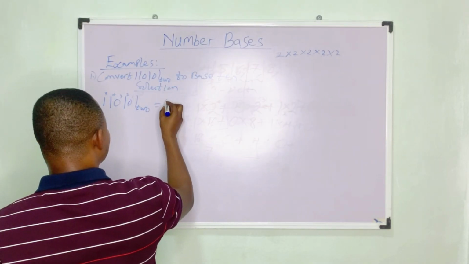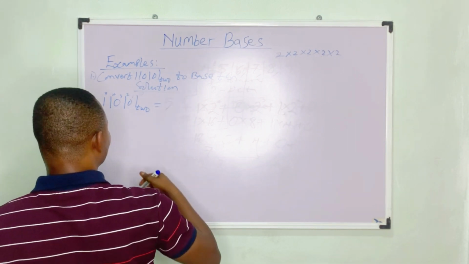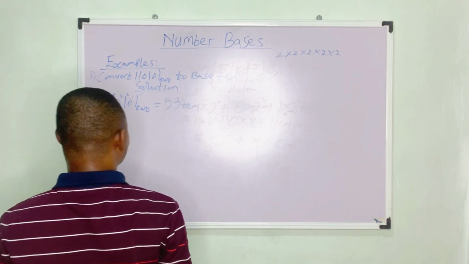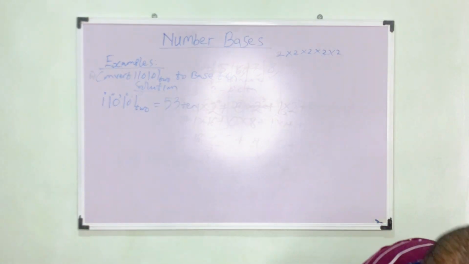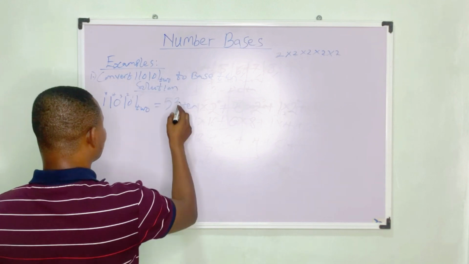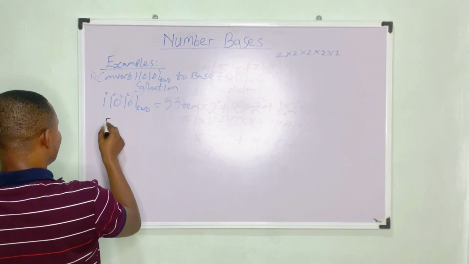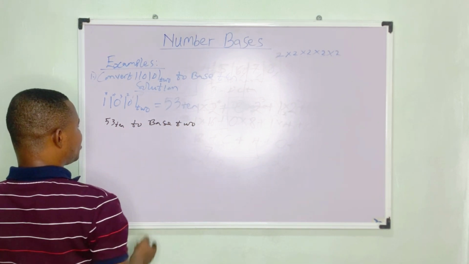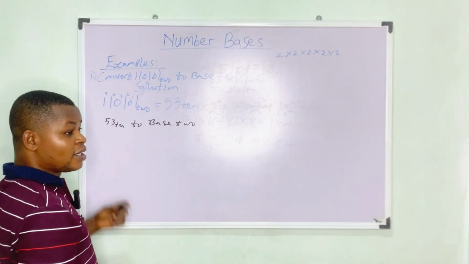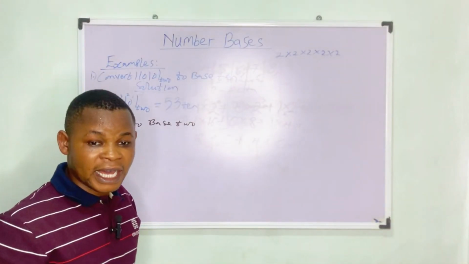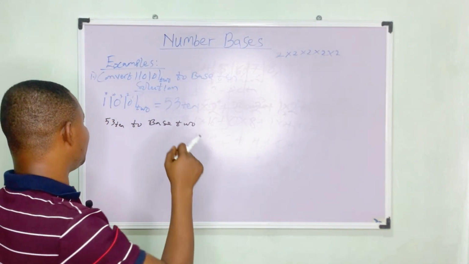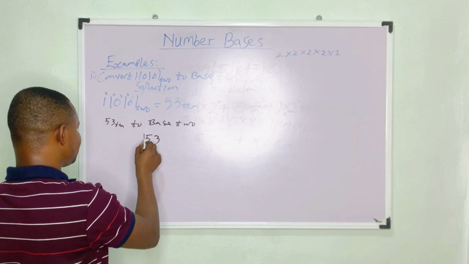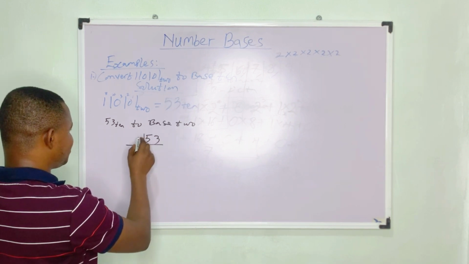Now, don't forget, when we converted this, our result was 53 in base 10. Now, we want to convert this 53 in base 10 to base 2. To do this, we're going to use the long division method, and our remainders will be the final result. Now, let's see. 53 divided by the base 2.